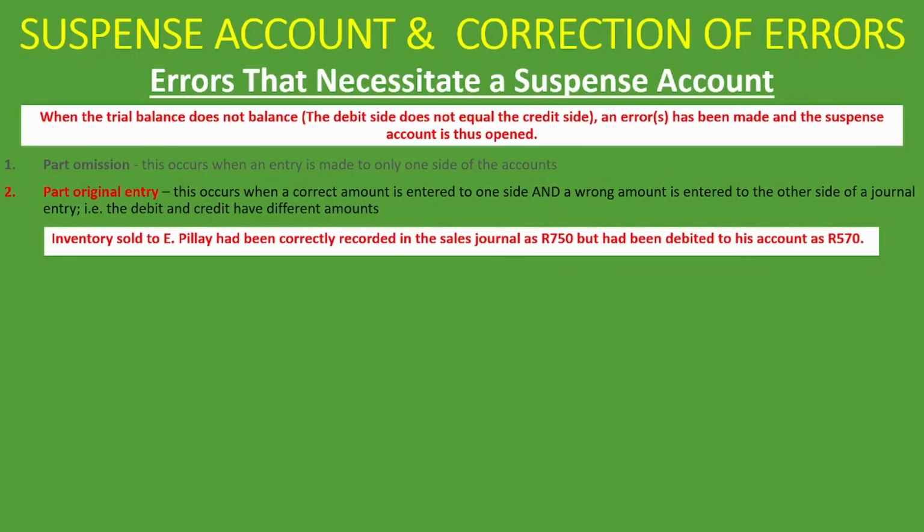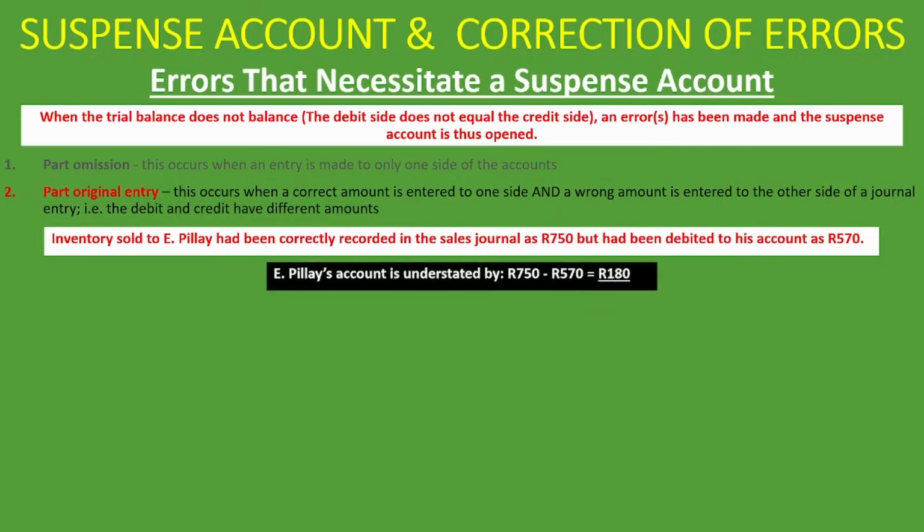That means that our credit side, which is the sales account, has been recorded correctly, but the debit side, which is the debtors control account or Ipile's account, has been recorded incorrectly. So we need to fix that. Well, the question is, by how much are we incorrect? Because we've recorded an amount there, we need to know what that amount is, which is incorrect. That would mean the 750 Rand minus the 570 Rand will tell us how much we understated Ipile's account by. So Ipile's account has been understated by 180 Rand.